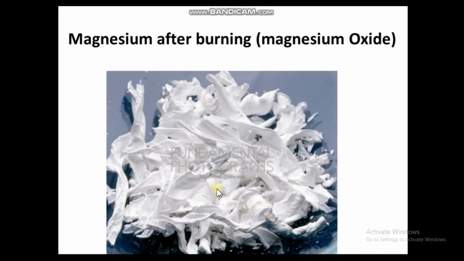Here a chemical reaction is taking place between the magnesium and oxygen, and the things are changing completely, which cannot be brought back to the previous form. So this is one example of chemical changes.